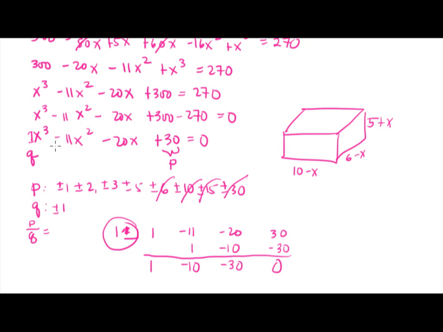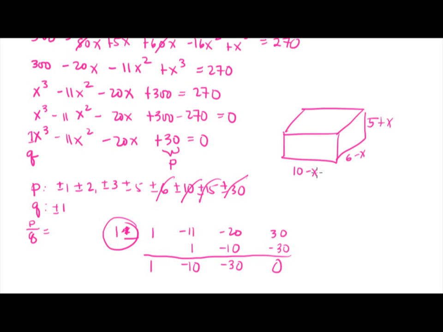be careful just in case next time one of these x terms is missing, so say 20x is not there, it's just x cubed minus 11x squared and 30. Don't forget to put a 0 in the place of the x. Otherwise you will not get the correct answer. So 1 worked already, so that means x can be 1.